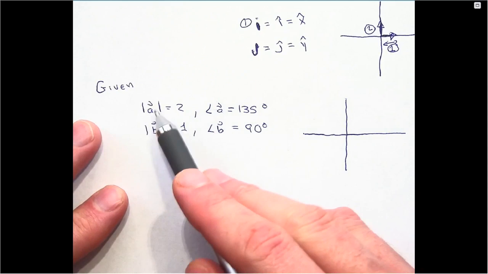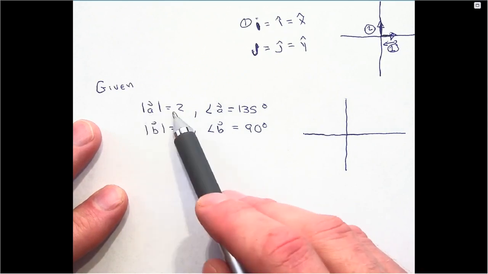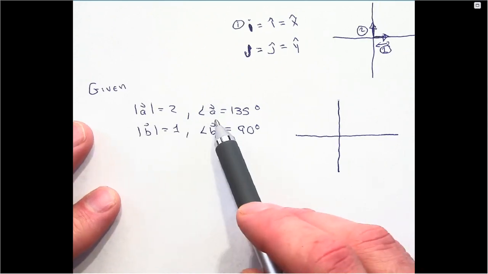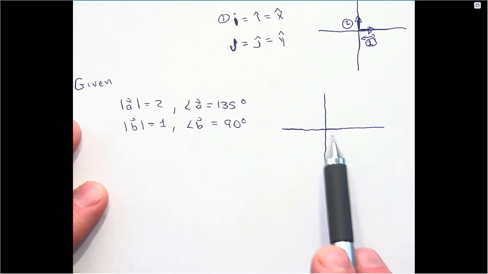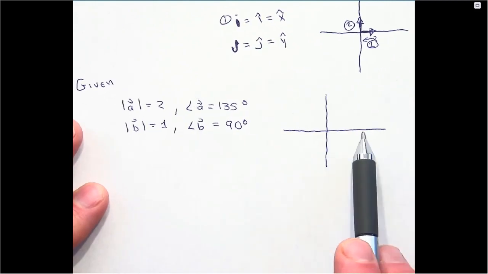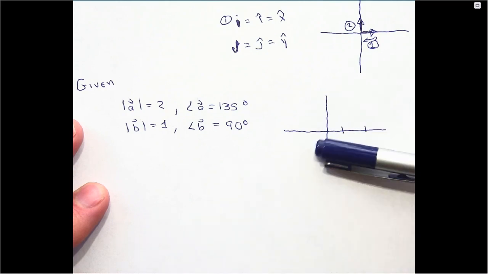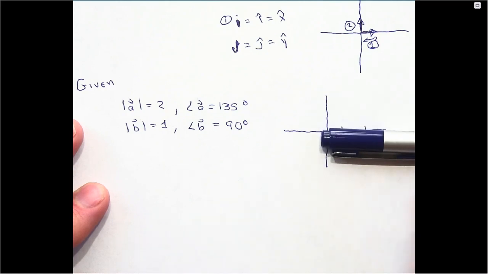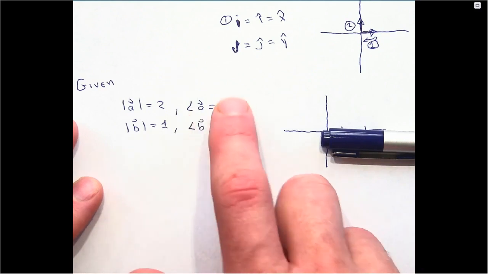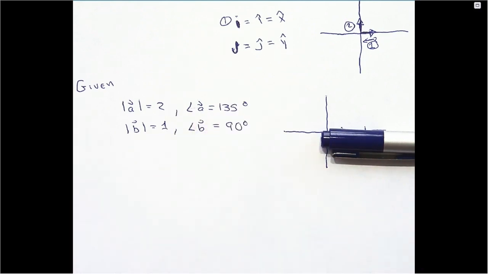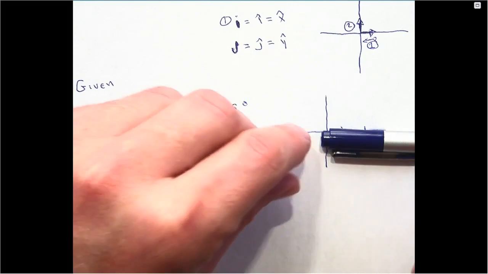So when I go to sketch vector A, it has a magnitude of 2 and an angle of 135 degrees. Here's the way that I'm going to sketch that. I'm going to start at the origin and go out 2 units. So this is 1 unit, call that 2 units. Just imagine that my pen was only 2 units long. Since this is a positive angle, the way that I'm going to rotate my pen is in the counterclockwise direction. So I'm going to rotate this pen 135 degrees in the counterclockwise direction.